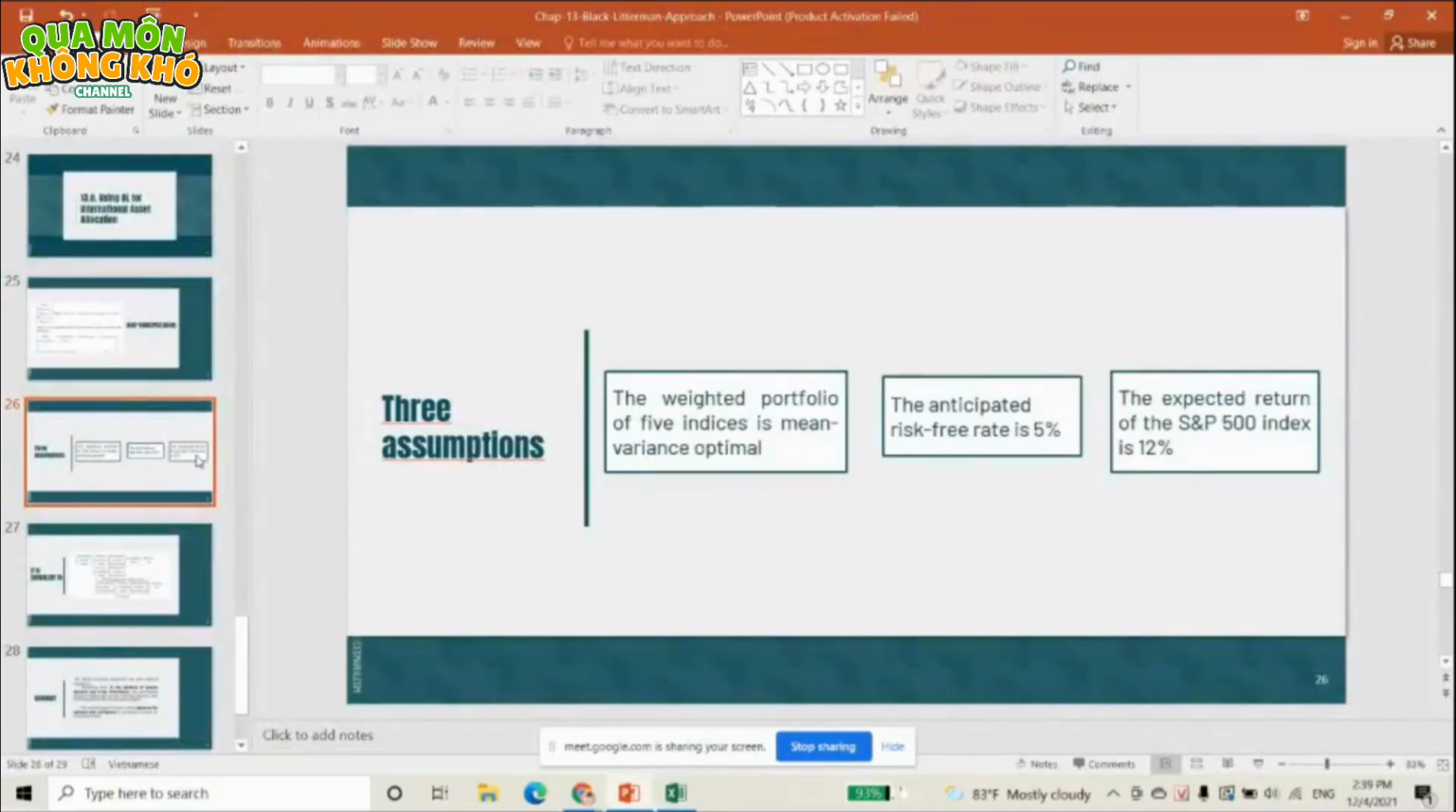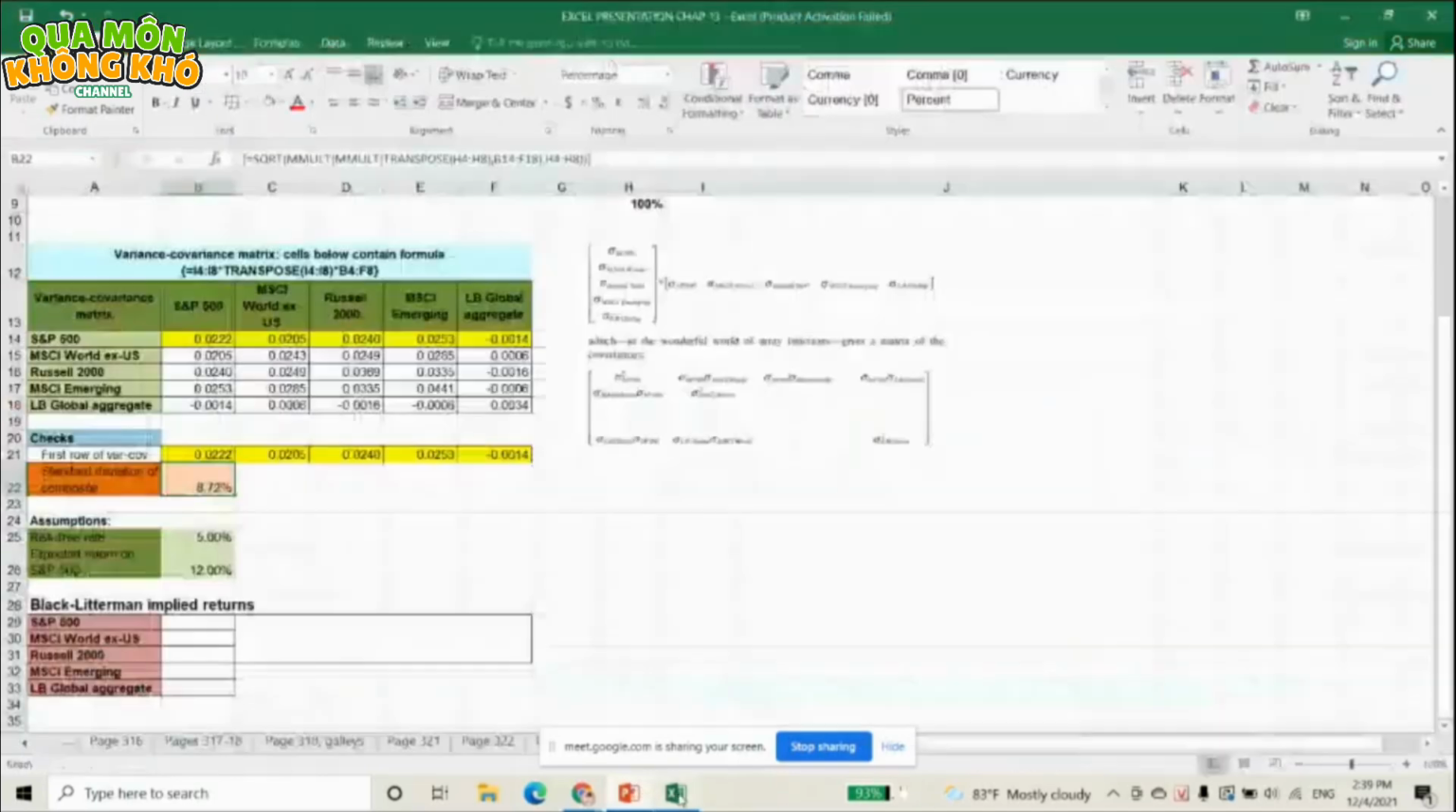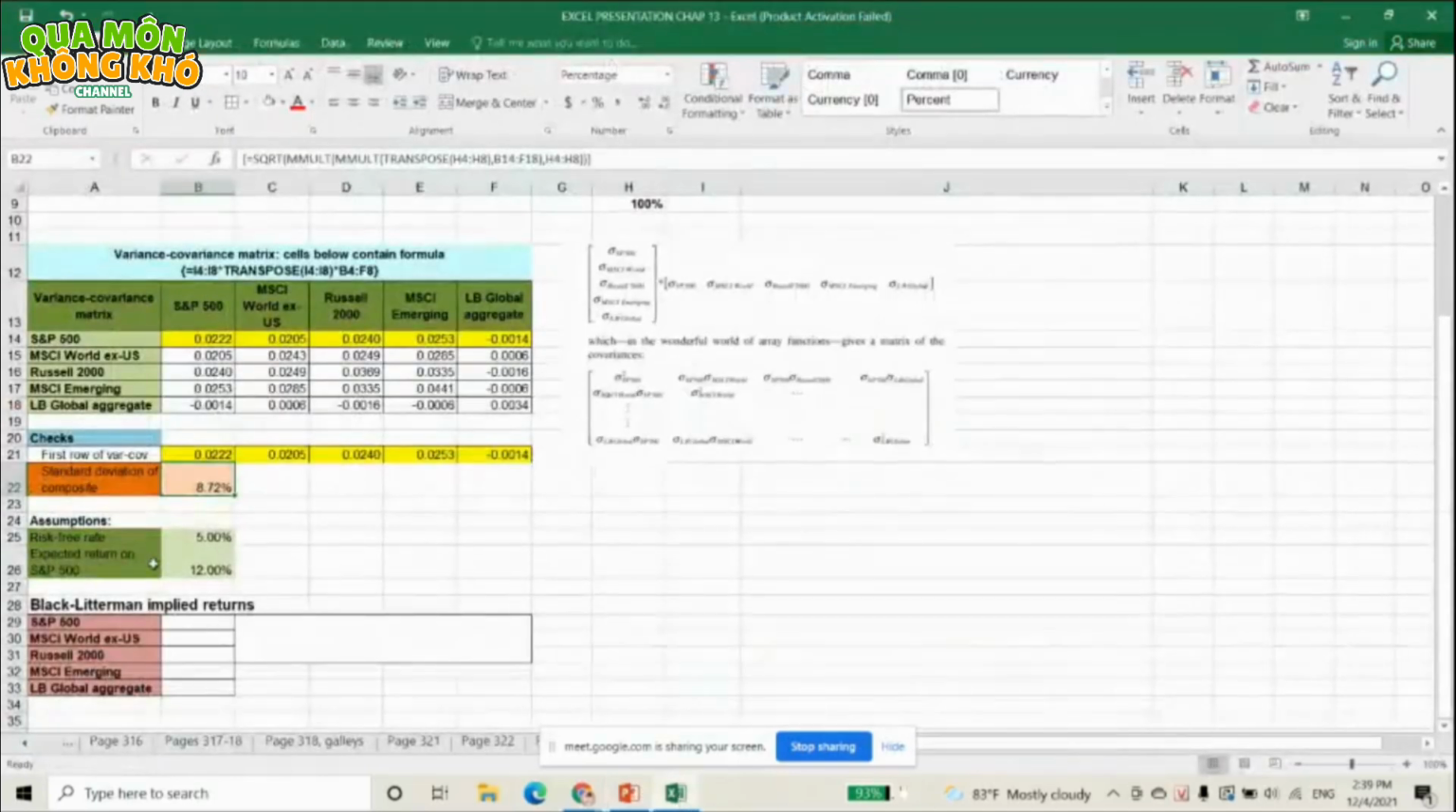The Black-Litterman implied expected returns are based on 3 assumptions. Firstly, the weighted portfolio of 5 indices is mean variance optimal. Secondly, the anticipated risk-free rate is 5%. And finally, the expected return of the S&P 500 index is 12%. Here are the assumptions.